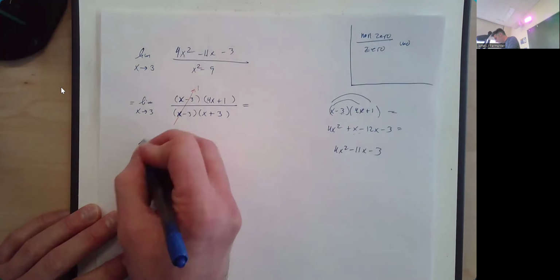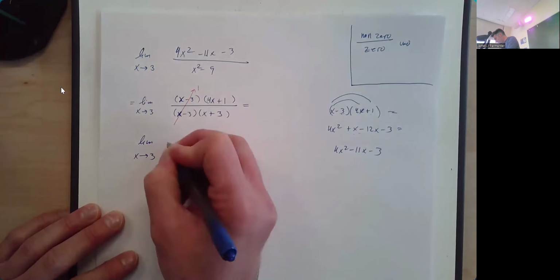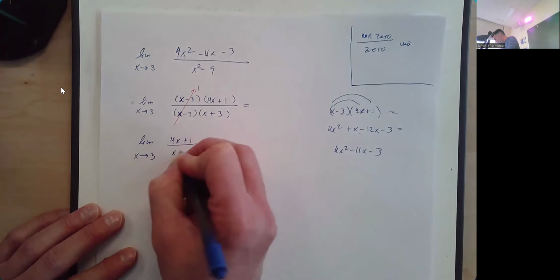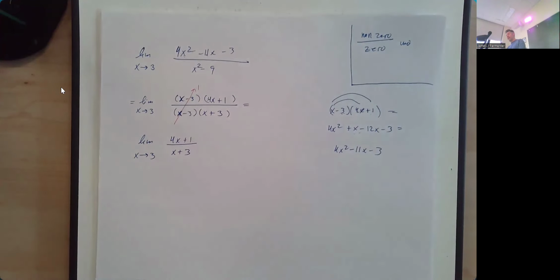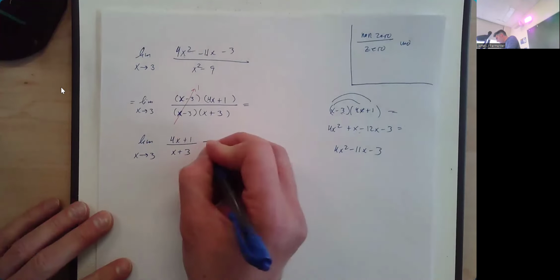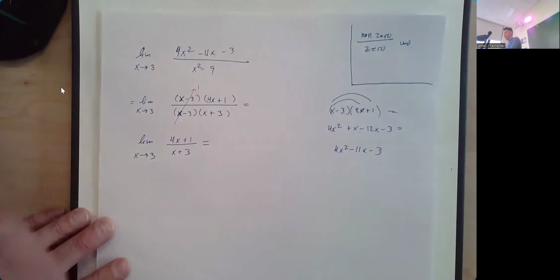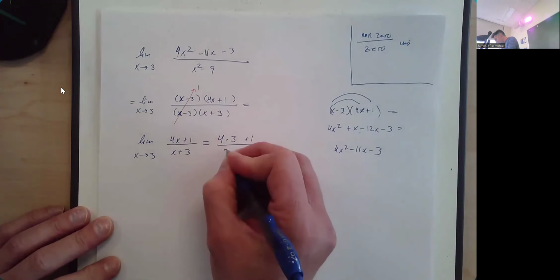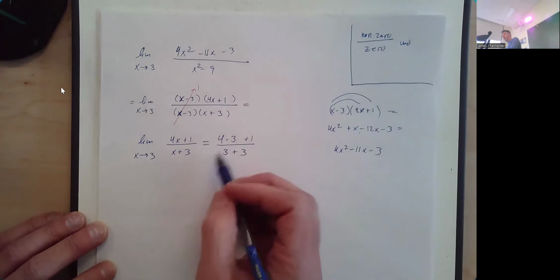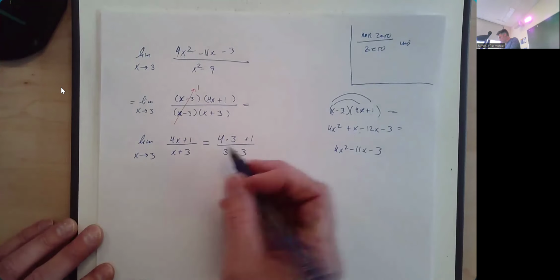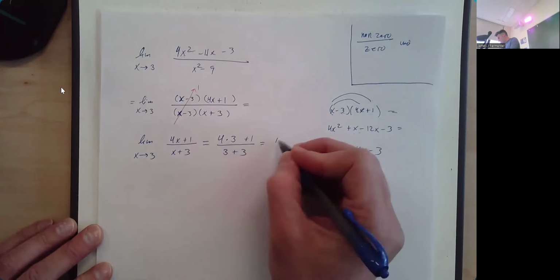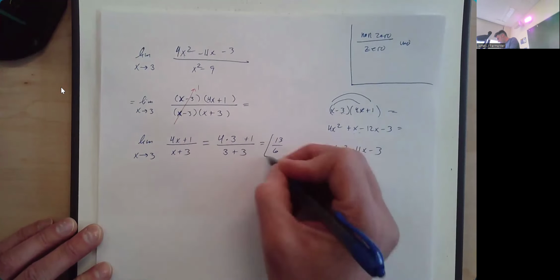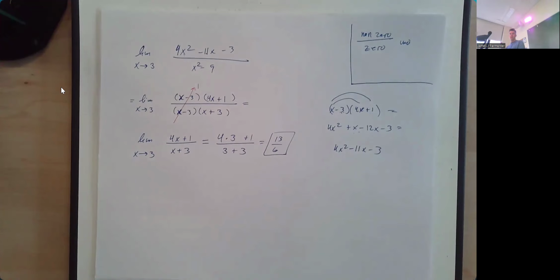And then that's going to equal the limit as x approaches 3 of 4x plus 1 over x plus 3. Notice I'm writing the limit as x approaches 3 in every step until I actually find the limit and say, okay, now I'm going to substitute in the value of 3 for x and write 4 times 3 plus 1 over 3 plus 3. And I no longer write the limit because I'm actually finding the value. And then I simplify. 12 plus 1 is 13 over 6. And that is the actual answer to this question.